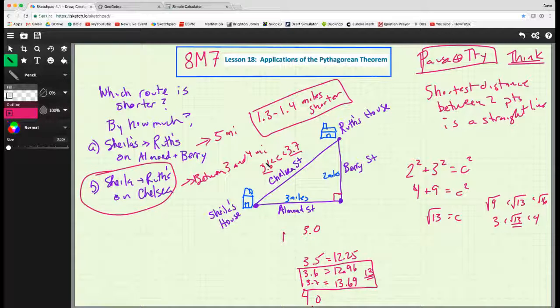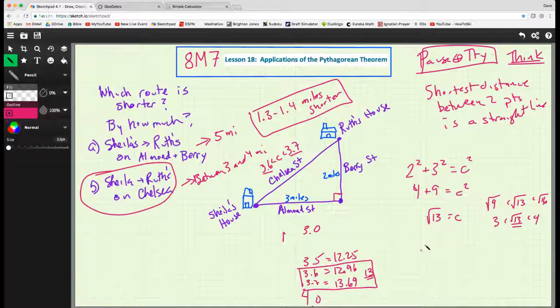Right, that makes sense. If it was 3.6, it would be 1.4 miles shorter. If it's 3.7, it would be 1.3 miles shorter. So it's somewhere in between those two distances if you went down Chelsea Street. So the difference between 5 and these numbers is between 1.3 and 1.4. So we'll let that be a good enough answer.